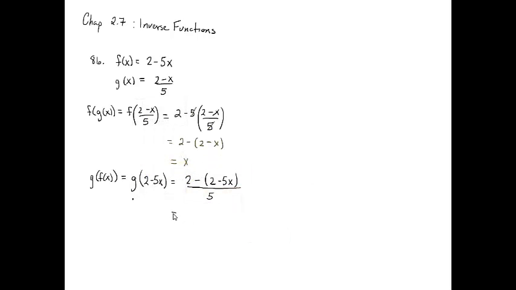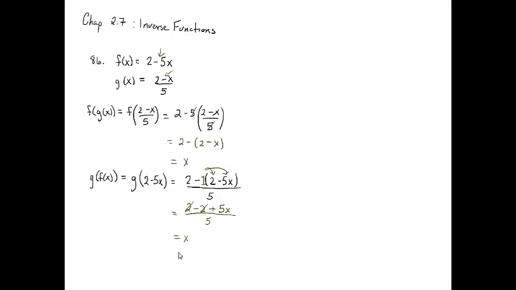Okay, so now I have 2 minus (2 minus 5x). I distribute this negative 1, because remember, the minus sign says minus, which means I need to subtract all of this, 2 minus 5x. So I'm going to distribute the negative sign in, divide by 5. Well, these two cancel each other, and I'm left with 5x over 5, which is just x.